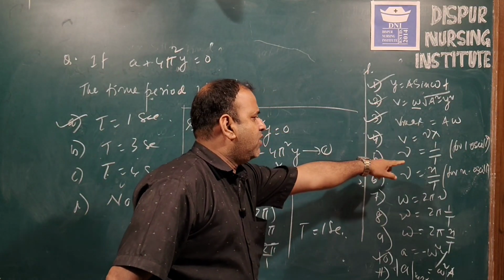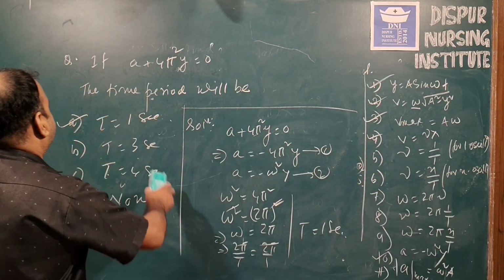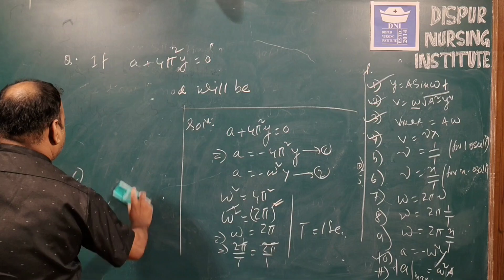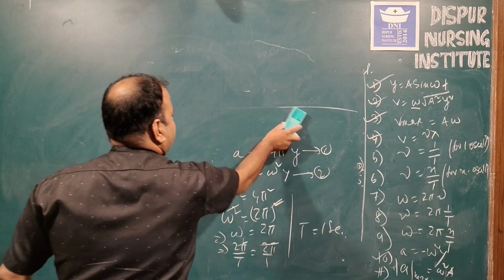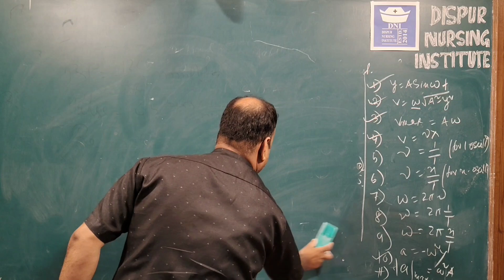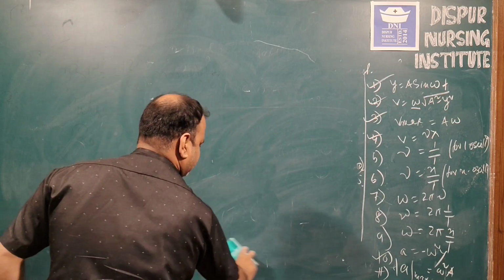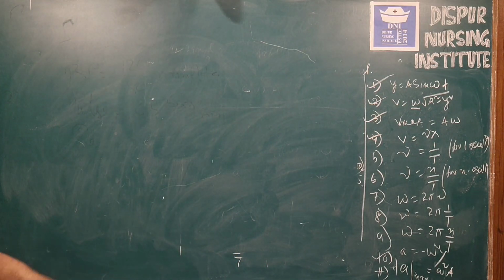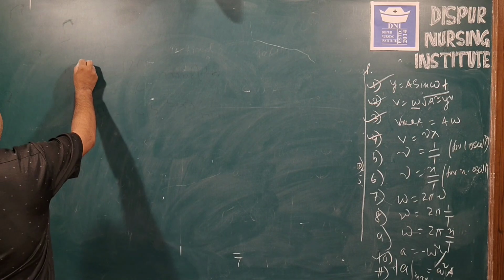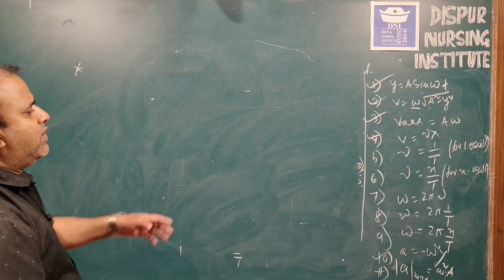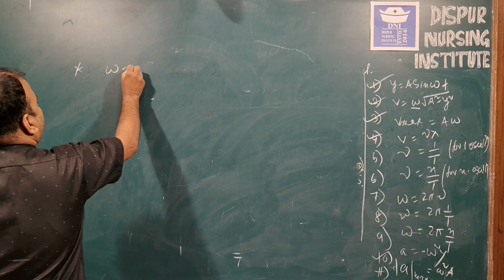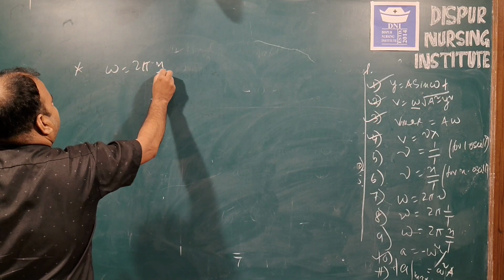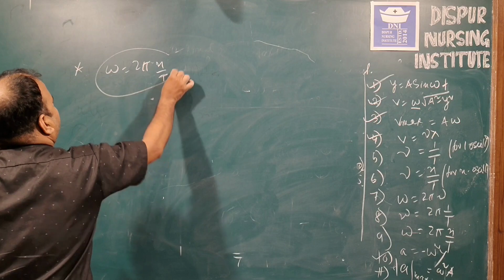Suppose v is equal to nu lambda and nu is equal to 1 by t. In this case you remember, suppose you have given this formula v is equal to nu lambda. So basically I have given one more formula, omega, that means twice pi n by t. This is a kind of formula already mentioned.